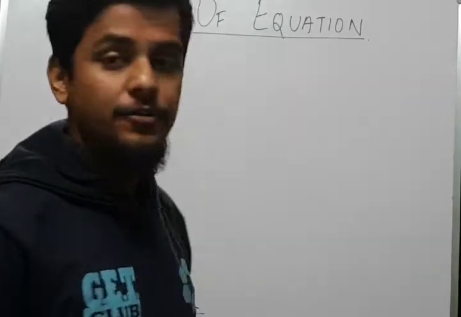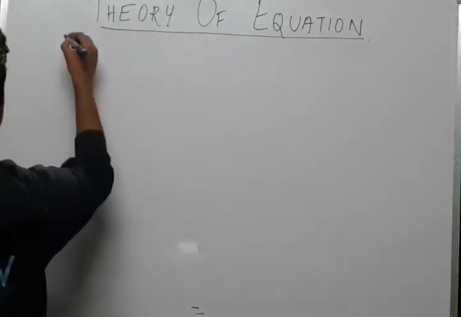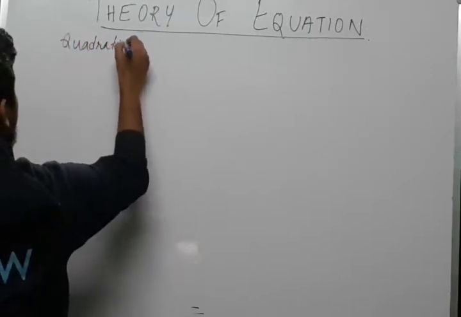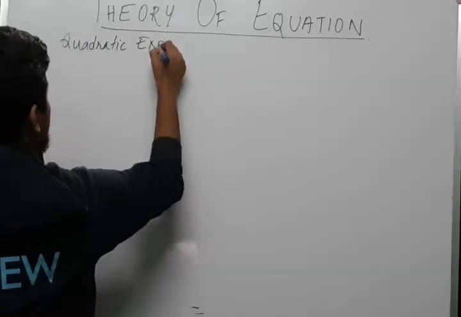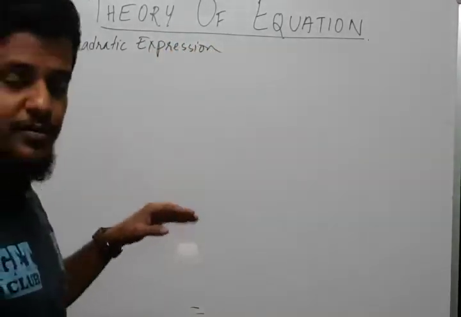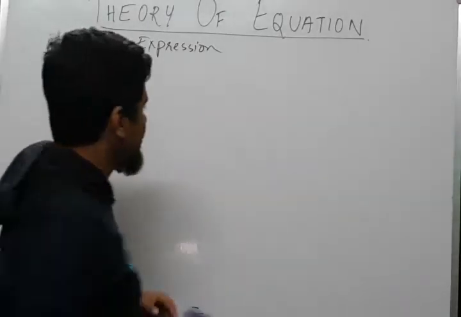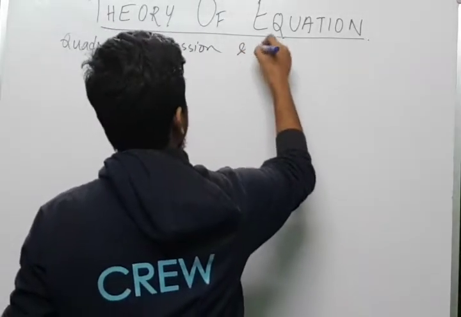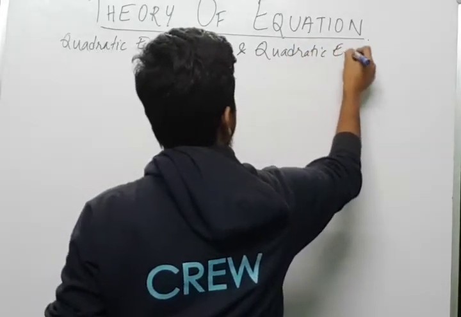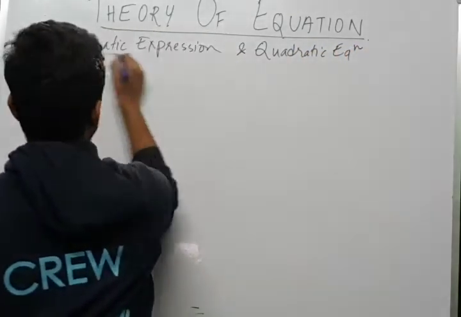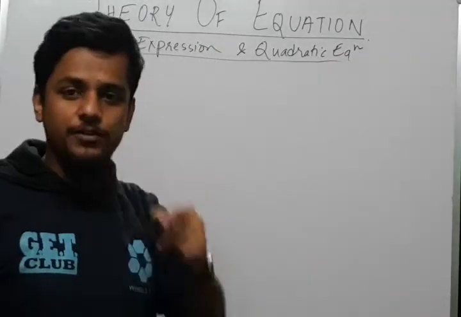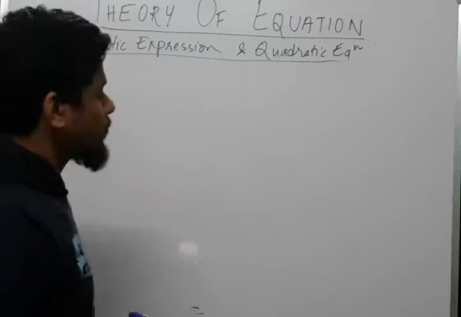So the first thing that we need to learn is the quadratic expression, and the extension of that will be the quadratic equation. So these are the things that initially we need to know when we start off with the theory of equations topic. So what is a quadratic expression?